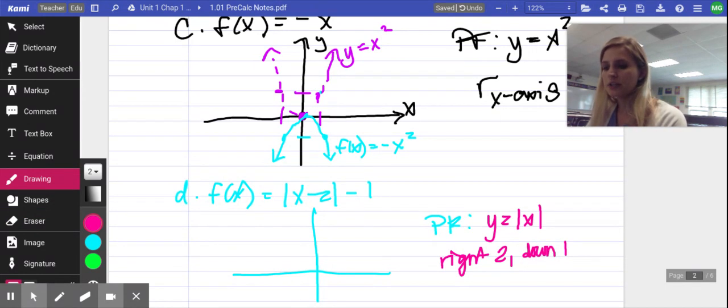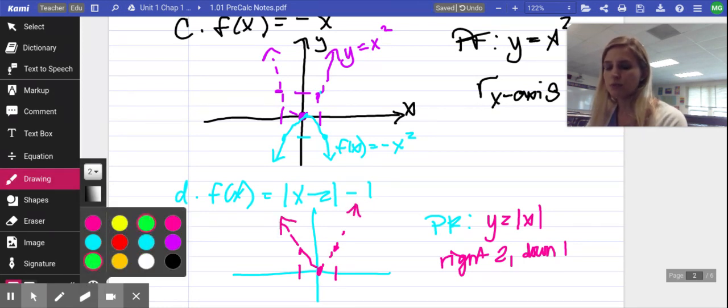And if we graphed this, we would graph absolute value of x. So give 3 nice points. I'm going to do a nice dotted line. This should be a V-looking graph. And then we're going to take each of those 3 points and move them right 2 and down 1.